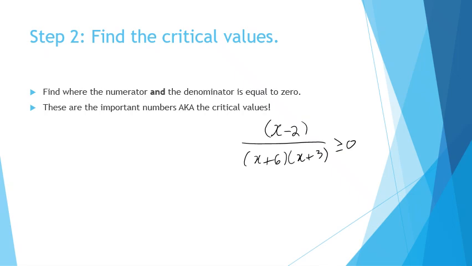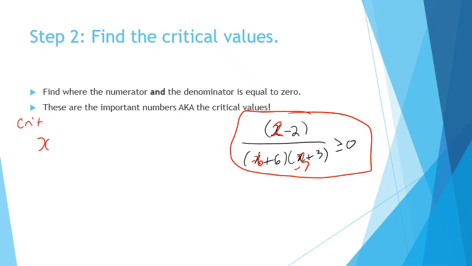Step 2, so what I'm going to have is I have in black what we did from the previous step, kind of copy and paste it onto each slide. Step number 2 is find the critical values. This doesn't really have anything to do with domain and range. All we want to find is any number that makes the numerator equal to 0 or the denominator equal to 0. Here I see 2, -6, and -3. Those are going to be our critical numbers. So our critical numbers here will be x equals 2, -6, and -3.